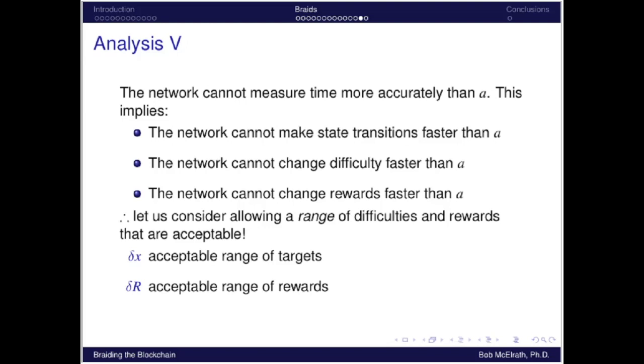So in order to be a truly asynchronous network, what we should do is actually have a range of acceptable targets. In other words, by having a range, you can smoothly transition through a change and allow that change to propagate across the network. And the same goes for rewards.